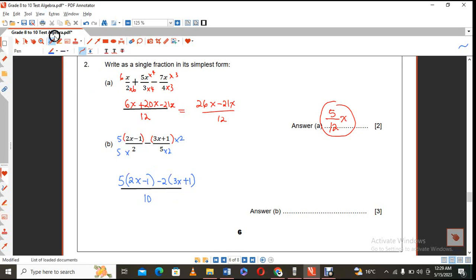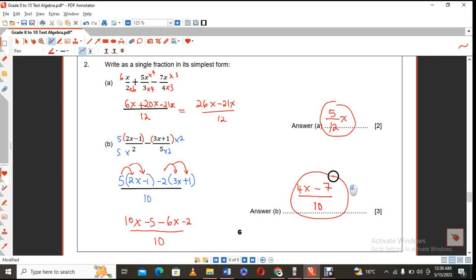You have to be careful once you distribute everything out. In this case, it becomes 10x. And this case becomes minus 5. In this case, it becomes minus 6x. In this case, it becomes minus 2 all over 10. So 10x minus 6x, that is 4x, and negative 5 minus 2, that is minus 7 all over 10. Final answer.